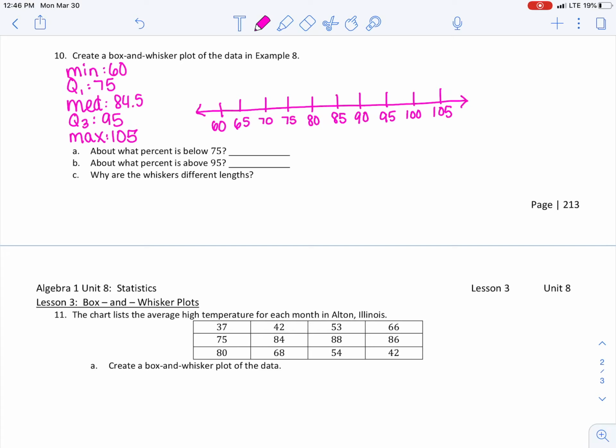Okay, so at this point, I'm just going to put a point at the minimum, the quartile 1, the median, Q3, and maximum. I'm going to put a point at the minimum above the line, not on the line, above it. Then I'm going to go to my Q1. My median is at 84.5, so I'm almost to 85, but not quite there. Q3 is going to be 95, and then I have a maximum of 105. So I have all my data points.